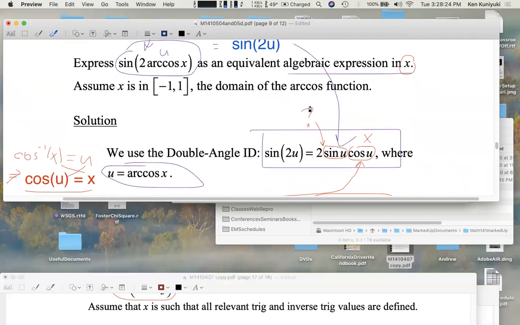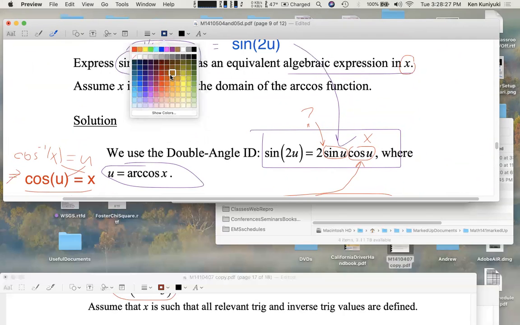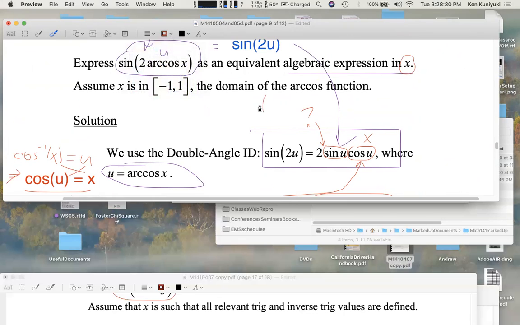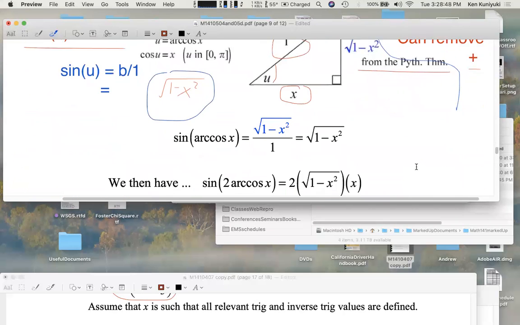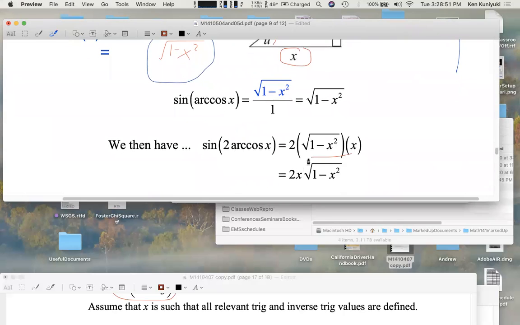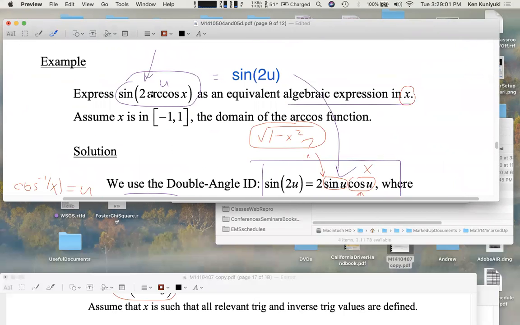So that goes into here. This thing in here is going to be the square root of 1 minus x squared. That goes in for sine of u. We're substituting that in, so we get 2 times that times that. We normally bring the polynomial pieces out in front to the left. So we end up with 2, we move the x over here normally, and then times the square root of 1 minus x squared. And that's algebraic. In some ways, that's a lot nicer than the original expression.